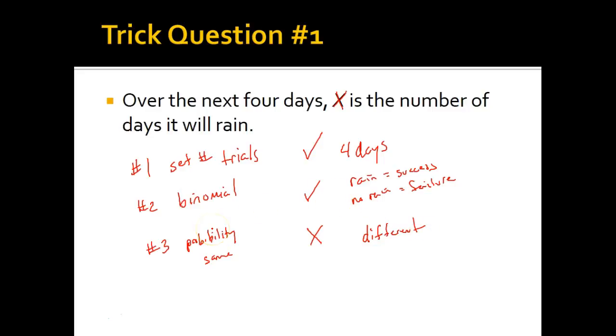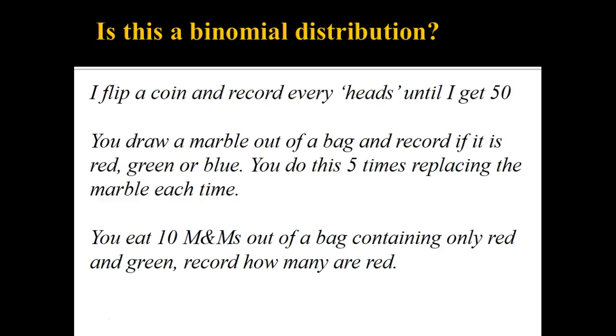Okay, hopefully that helps you see the process you need to go through to decide if a situation is going to result in a binomial distribution or not, asking those 3 questions. So, let's do it again. We're going to do this one more time. I have 3 different scenarios here, and in each case, we're going to ask, is this a binomial distribution or not? So the first one, I flip a coin and record heads until I get 50.